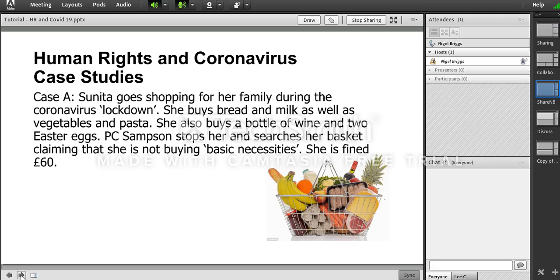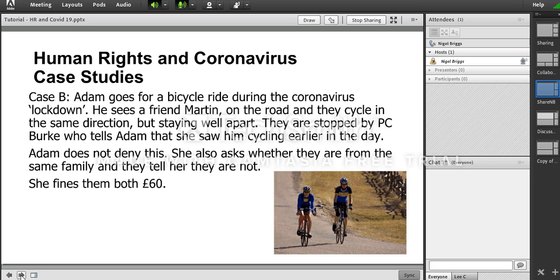So the first case study covers Sunita. She's gone shopping for her family during the coronavirus lockdown. She buys bread and milk as well as vegetables and pasta. She also buys a bottle of wine and 2 Easter eggs. PC Sampson stops her and searches her basket and claims that she's not buying basic necessities. She's fined £60. So we will obviously take this into our discussion shortly, along with the second case study.